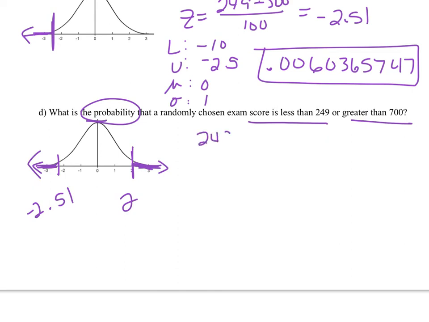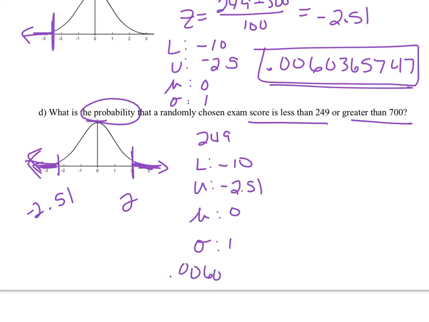So for 249, the lower bound is -10. The upper bound is -2.51, because we're just looking for areas going that way. So this guy is 0, this guy is 1. Figure that out, and you get what we did right here. Okay, and then for 700, greater than 700, this one is less than 249.